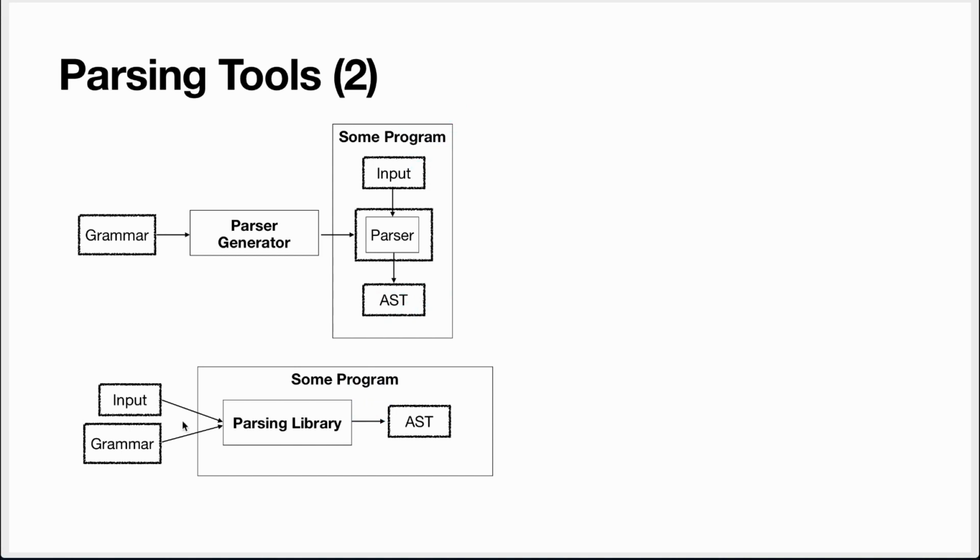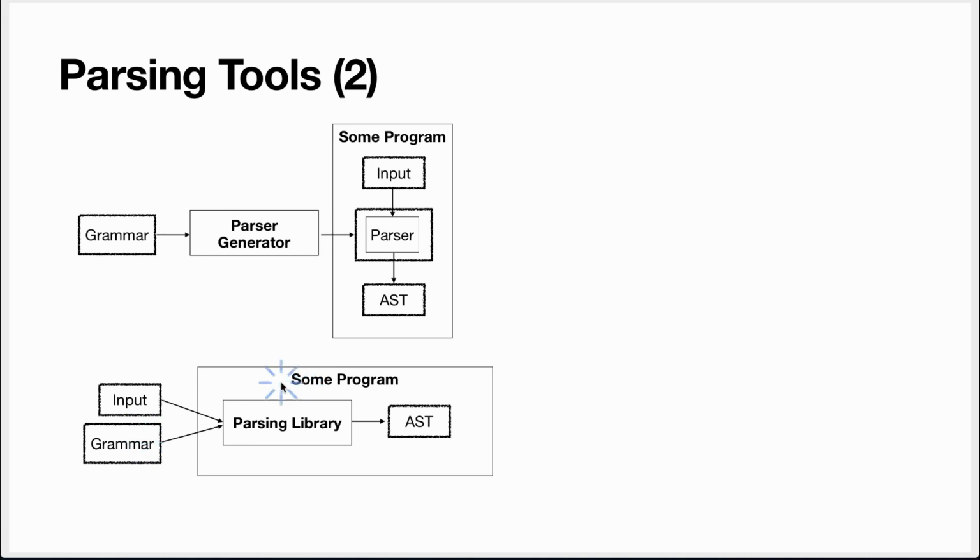If you use a parsing library, on the other hand, you're going to take a grammar and take an input and give it to the parsing library. But here you see the parsing library is inside the program, and you're going to get an AST that you use in your program directly. So the big difference is this is inside the box, and this is outside this box right here. Also, in this diagram at the bottom, the input could be in there, the grammar could be in there.